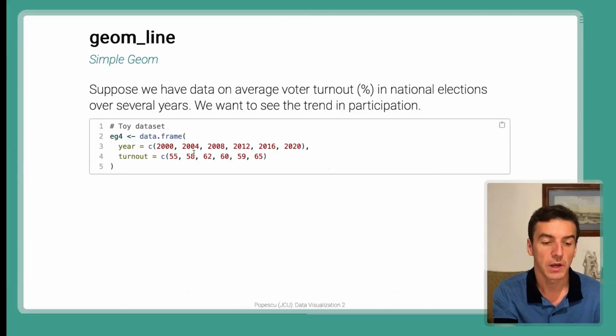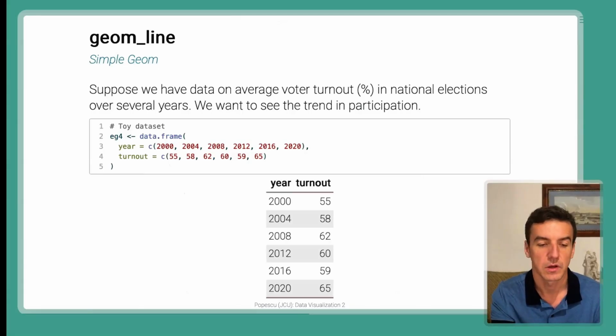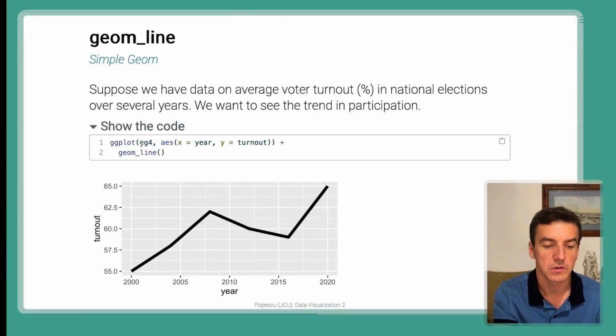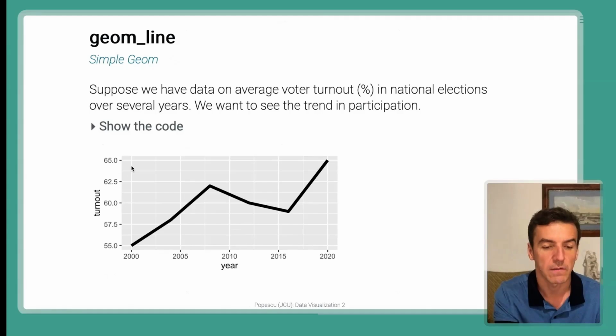So imagine that we have this EG4 variable where we have year from 2000 to 2020, and then we have turnout in percentages. This is what our data looks like. This is what we had before, right? It's a simple time trend that looks like this. So we have the data set, we have the X, we have the Y, and we have a geom line. This is the most simple time trend that you can think of.